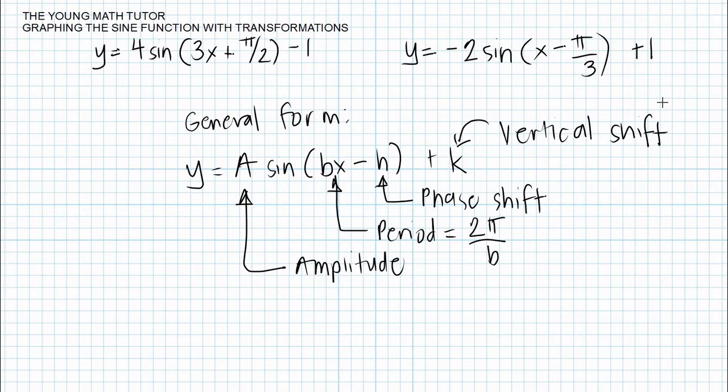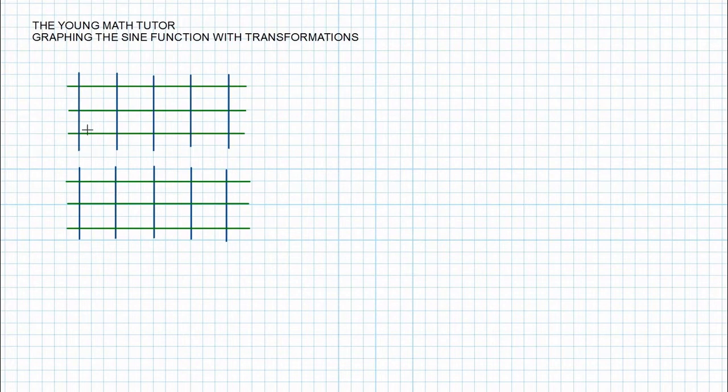Now let's work on the first function, which is 4 sine of 3x plus pi over 2 minus 1. So as you can see, our functions differ in amplitude. One is positive and one is negative. Let's see what that will give to our graph. So first, let's try the first one.